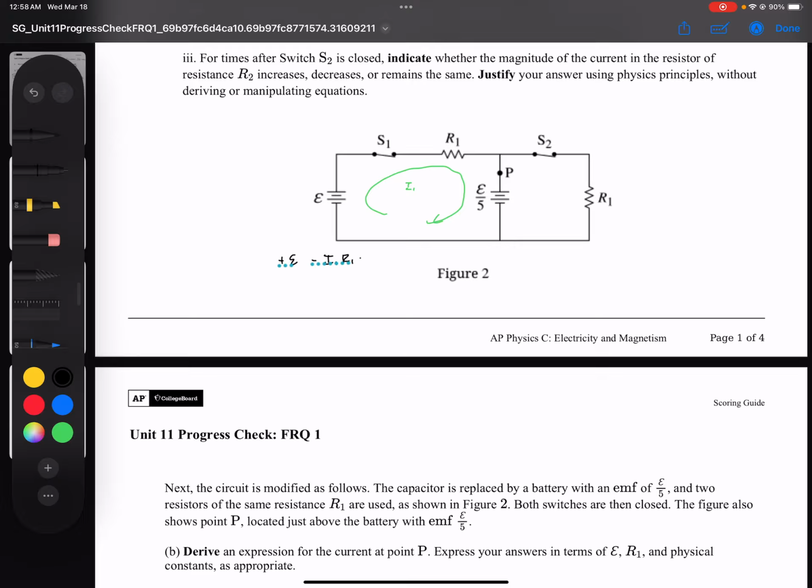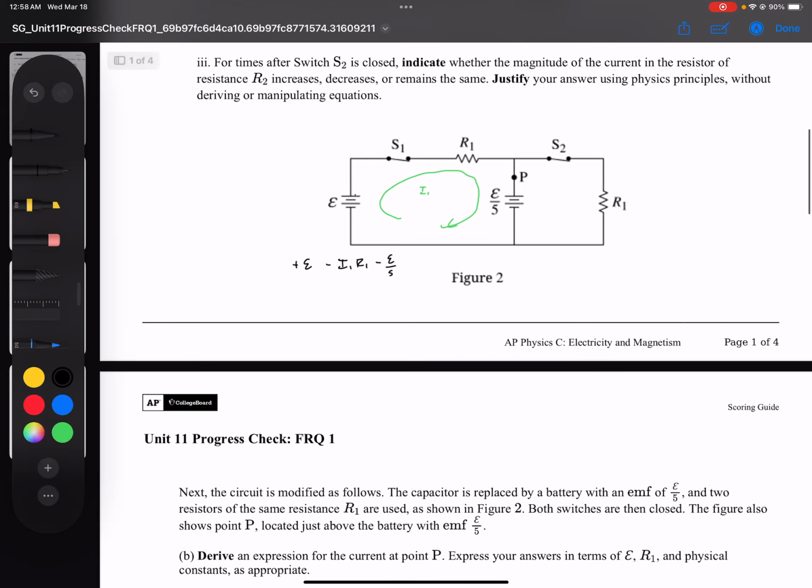And we know that it's also going to decrease across the other battery. The reason why is as we draw our loop, here we're going from the negative terminal of the battery to the positive terminal. That's on the left-hand side. So the electric potential increases, the voltage increases. Then the voltage is going to drop as it goes across resistor R1, and that's the voltage drop of the resistor. But the voltage is also going to drop because it's going from the positive terminal of the battery to the negative terminal of the battery, and it's going to drop by epsilon over 5. So that's our equation for our left-hand loop.